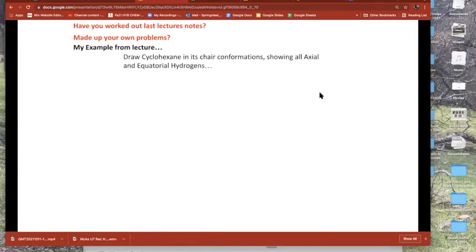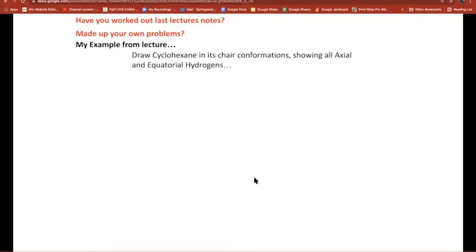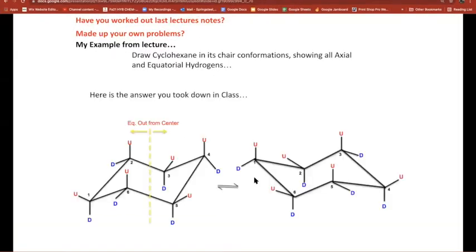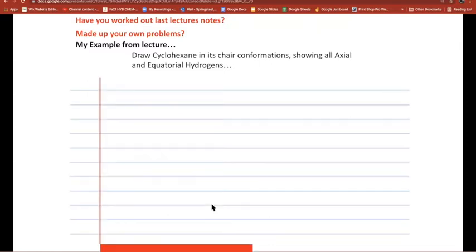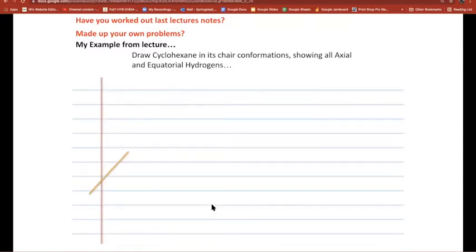And for example, I drew cyclohexane chairs last lecture. And let me make this bigger. That's not full screen. So here is maybe an example I did in lecture. I've drawn these two and I'm emphasizing the equatorials, which point out from the center. And I made everything pointing up red and everything pointing down blue, right? So if I have this example on the Jamboard, quick, cover it up. And now try to recreate it on your own.